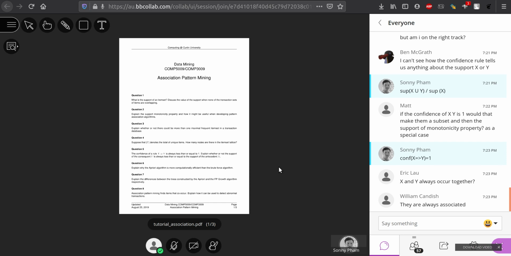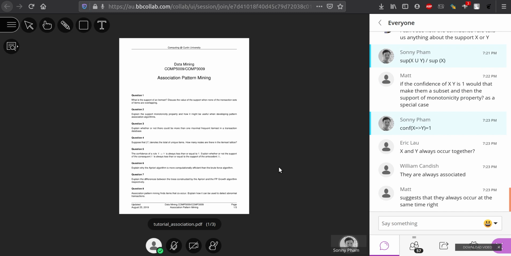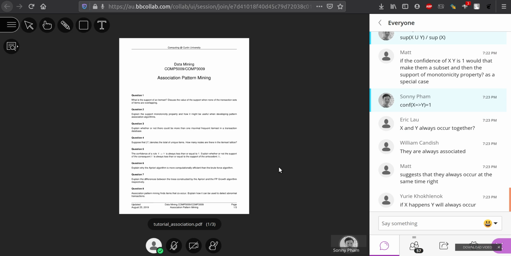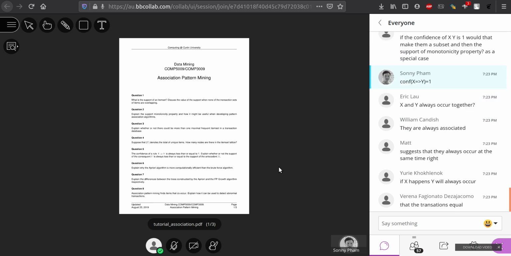X and Y always occur together. Eric, that's actually not correct. They always occur at the same time? No, not correct. They are always associated? Not correct. Exactly, if X happens, then Y always happens. So if X happens, then Y will also happen, but the converse is not true. If Y happens, it doesn't mean that X will happen.